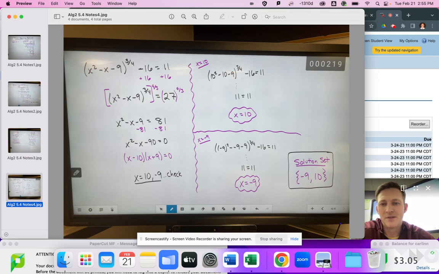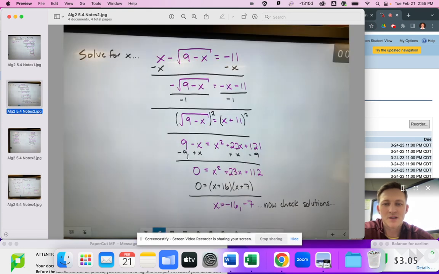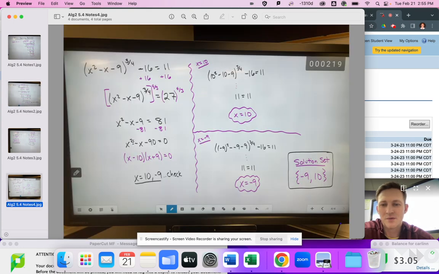And then the nice part about these exponents is that they cancel, and we just have what was inside the parentheses or the root or the radical on the left. Okay. Same as the last problem. It was an x squared. It was a quadratic. We have an x squared right here.